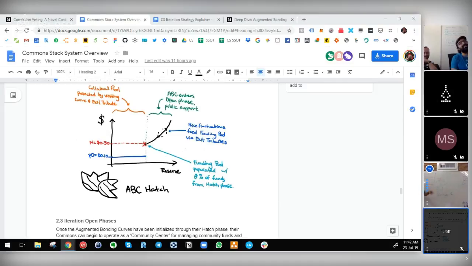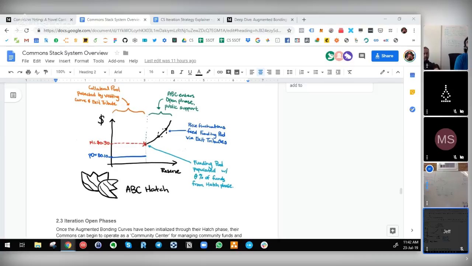What people will be worried about is, if we all put in money at P0 and it comes out at P1, what if everyone just sells right away because they just made a 3x return, from 10 cents to 30 cents? Well, they can't do that because there's a vesting period. You cannot sell your tokens right away. These tokens that were created in the hatch are protected by these vesting curves, and also by the exit tribute.